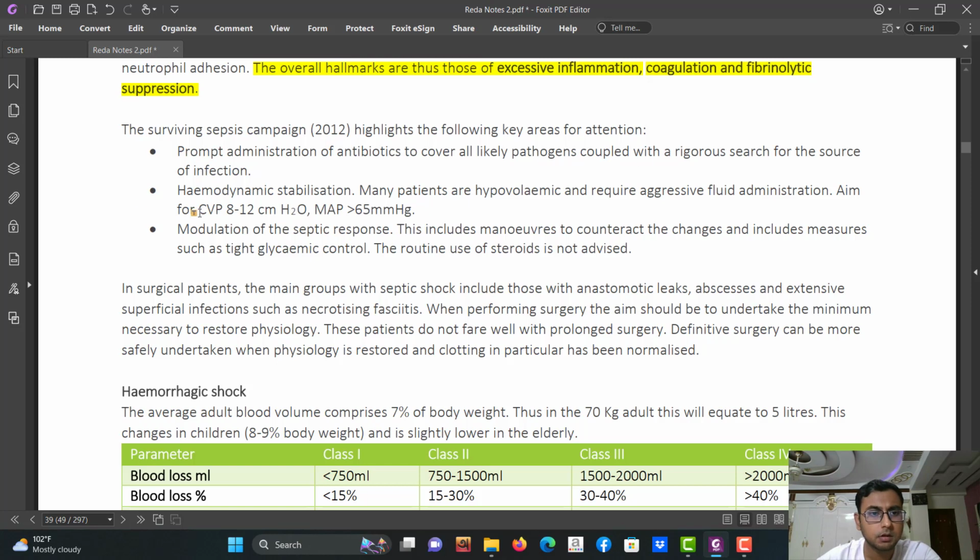So in that period, central venous pressure should be 8 to 12 centimeters of water, and mean arterial pressure more than 65. It's ideal. We have to establish these two things within the SIRS for resuscitation.